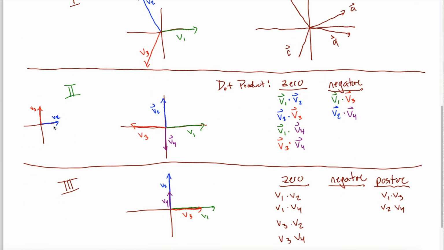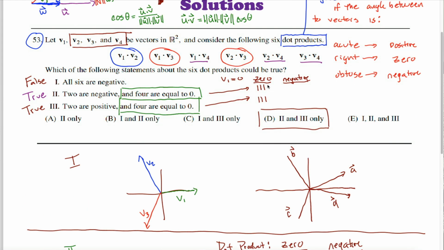Negative dot products happen when the angles between the vectors are obtuse, so just throw v4 somewhere down here. v2 dot v4 is going to be negative, v3 dot v4 is going to be negative, and as I already talked about, the dot product between v2 and v3 is going to be 0. We get our 4th zero dot product and 2 negative dot products.